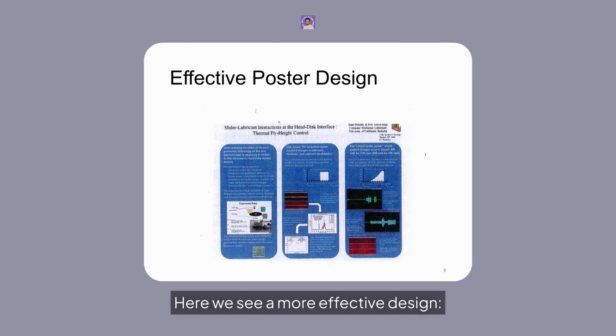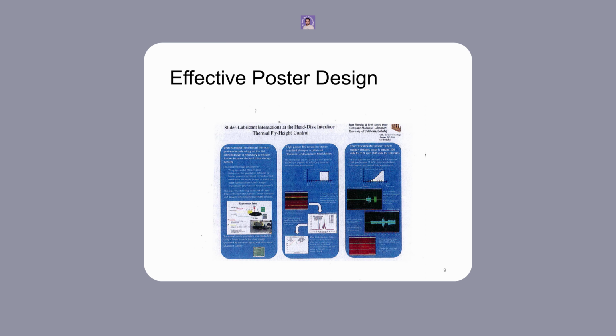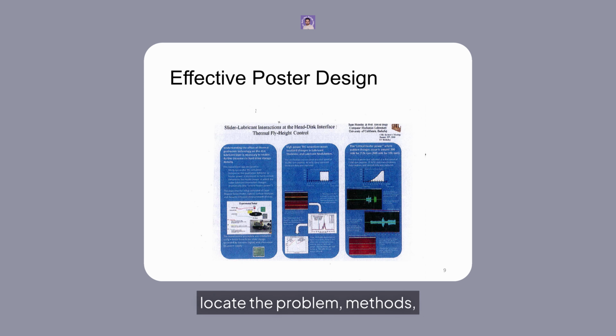Here we see a more effective design: a unified background, clear columns, and grouped visuals. Information is organized into logical sections, making it easy to scan. Consistent fonts and colors help the audience quickly locate the problem, methods, results, and conclusions.